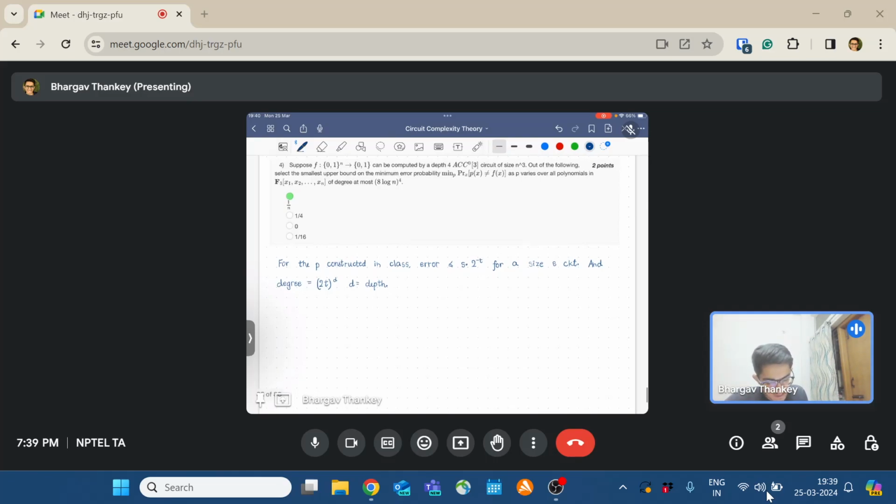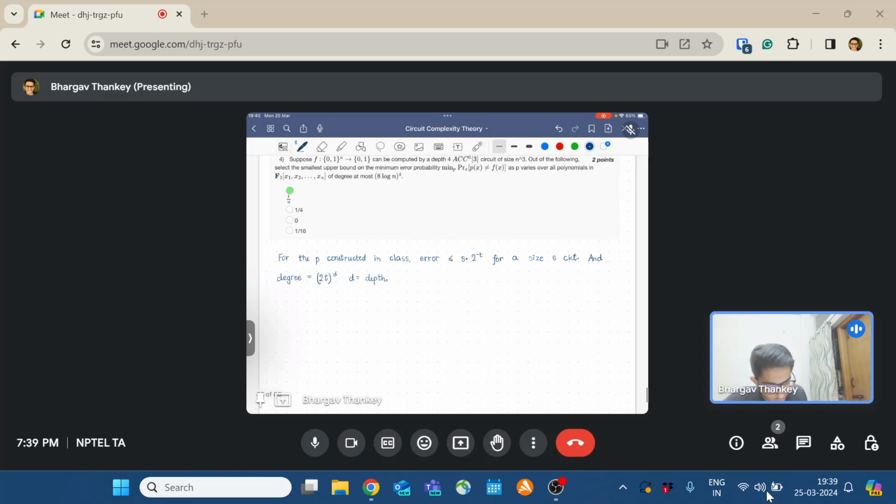Okay, so over here depth is 3. So over here degree is 2T cube. Oh, yeah, 2T to the 4, and S is n cube, right? So what do we want? We want the variable polynomials. Okay, so degree is at most this, and what's the error? So degree is 2T to the D, which is equal to 8 log n to the 4.